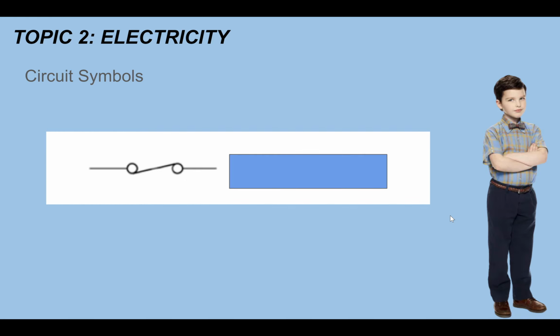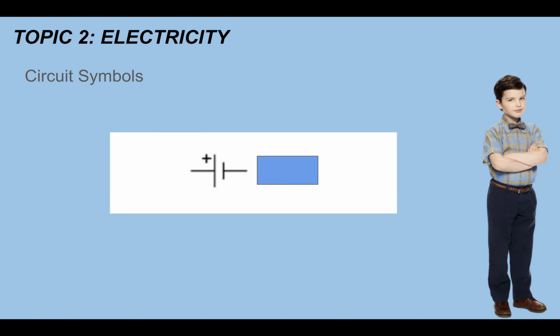These are important to know, by the way, because it might ask you, put a switch on this circuit, put a diode on the circuit. Anyways. Okay, what's this? 3, 2, switch, closed. What's this? 1, 2, cell.